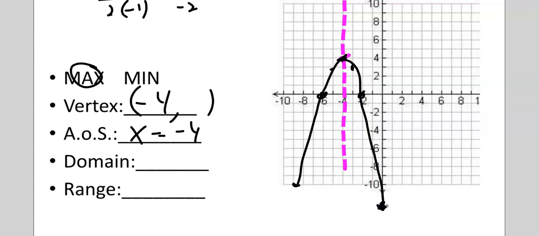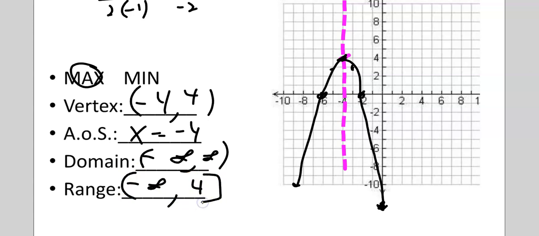There. And there is my parabola. Domain doesn't change. Okay, and the range, we said this was 4. So that means it's going down to negative infinity and hitting at 4 on the upper side, top side, right here. That's where it tops out.